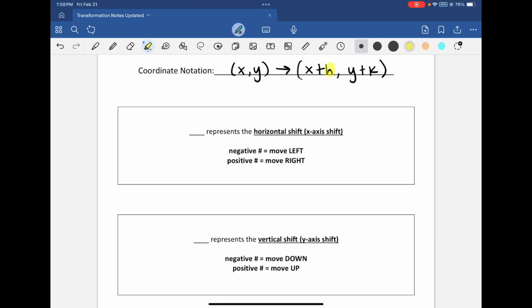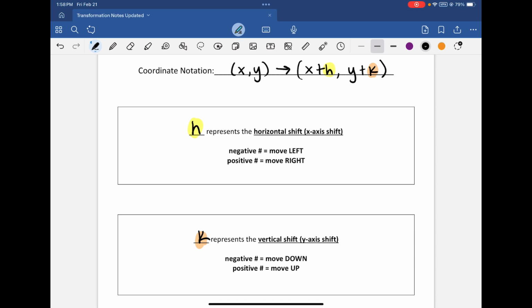Okay, the h I'm going to highlight in yellow, and we're going to put right here that the h is the horizontal shift. So h represents the horizontal shift or the x-axis shift. So if we have a negative number, we move to the left. If we have a positive number, we move to the right. And we're going to talk about what this means. Then the k, which I'm going to highlight in orange, represents the vertical shift or the y-axis shift. If we have a negative number, we move down, and if we have a positive number, we move up.